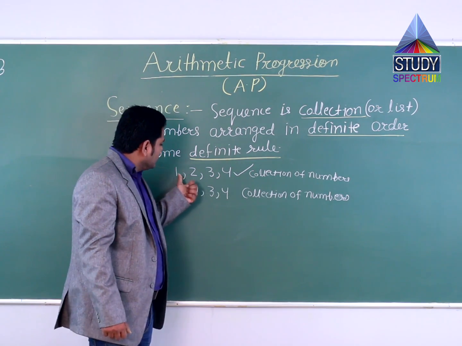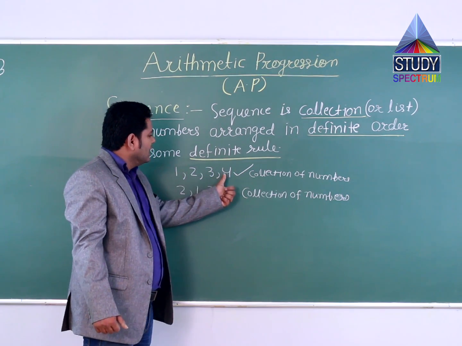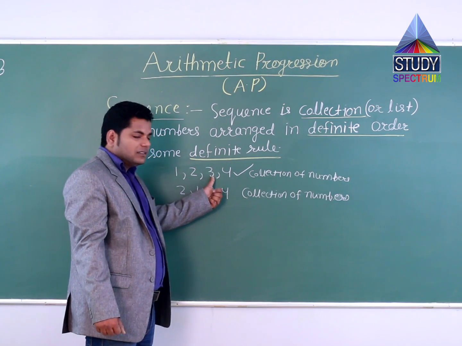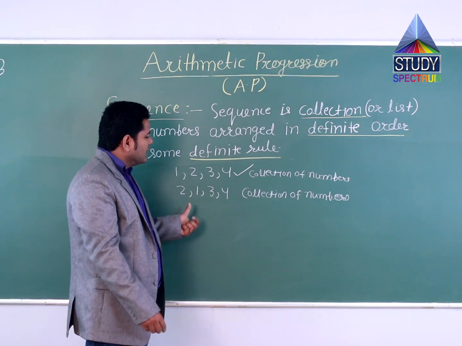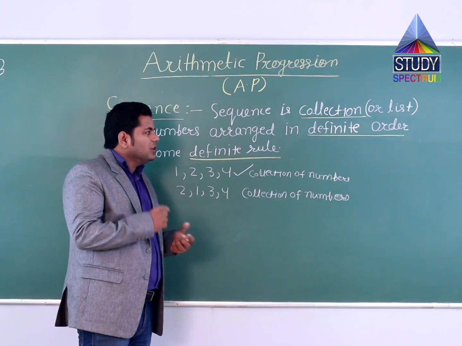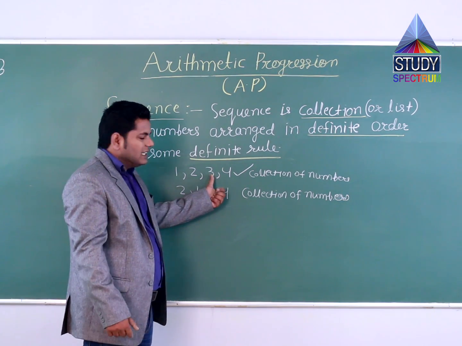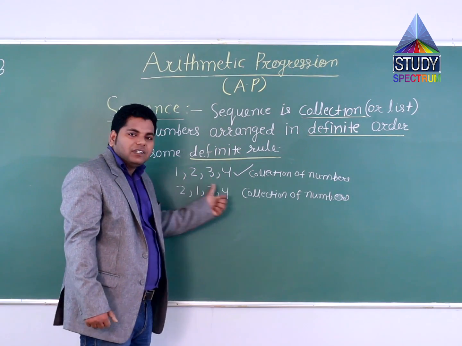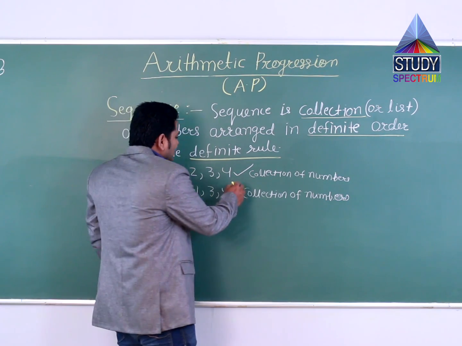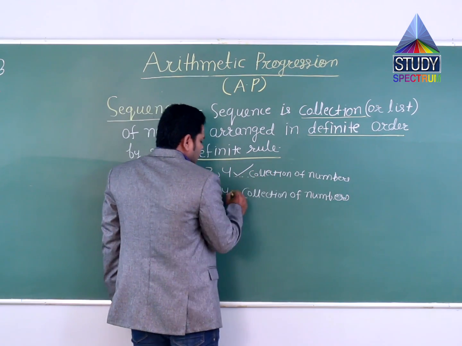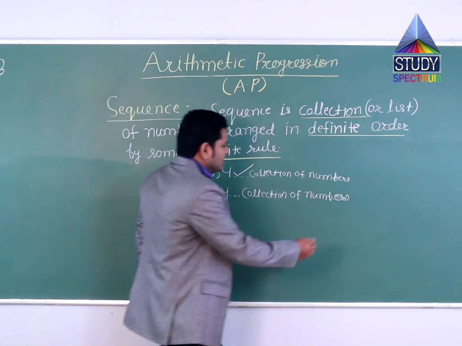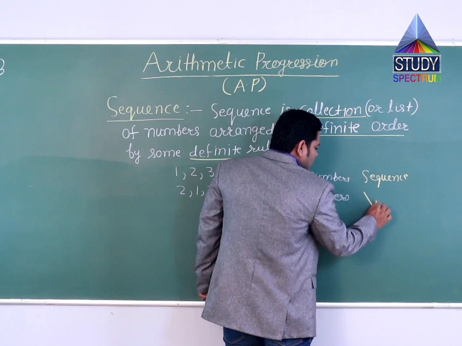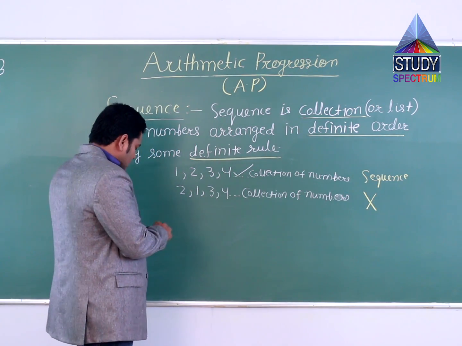But here, if you observe, it is in some definite order, 1, 2, 3, 4. And what is the rule? The next term 2 is 1 more than 1, 3 is 1 more than 2, 4 is 1 more than 3. But in the second case, there is no definite order according to any rule. In the first case, there is a definite rule, definite pattern, definite order. So this may be a sequence, but this cannot be a sequence. This is a sequence. This is not a sequence.